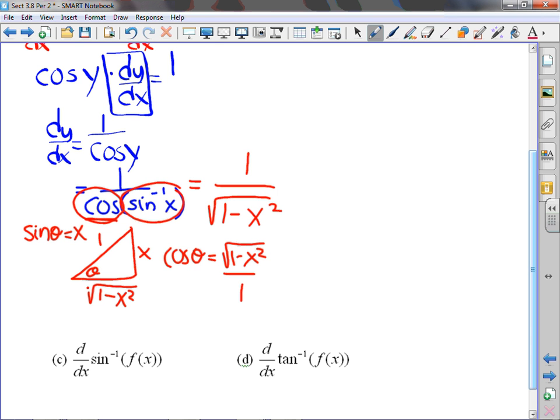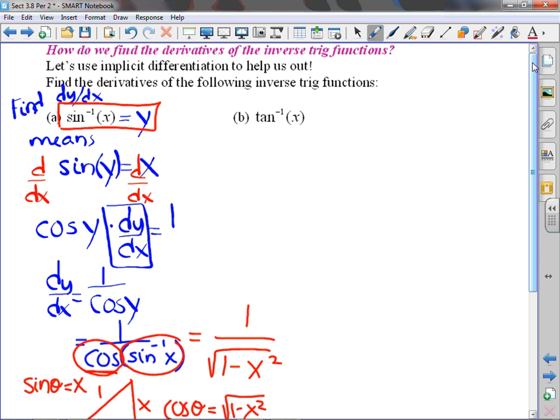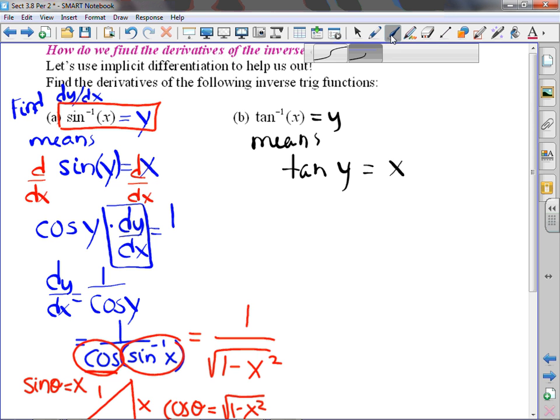Okay, we ready to do tangent? Yep, you're good. What's the derivative of tangent? Secant squared. That's problem 5. Okay, so what we're going to do is rewrite this as y. So that means y is an angle. The tangent of my angle is equal to x. Because I know how to do this implicitly. I want the derivative with respect to x.